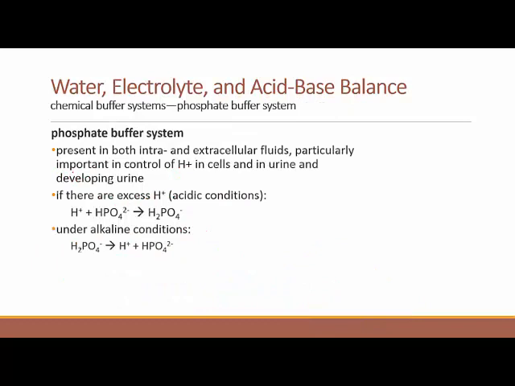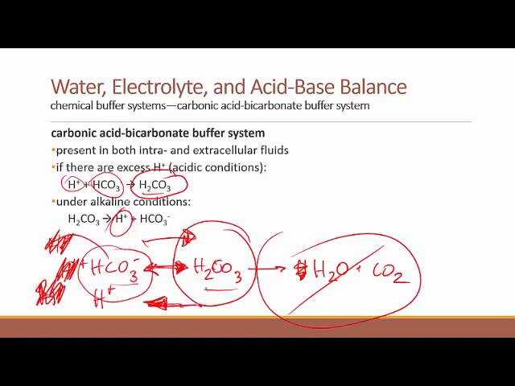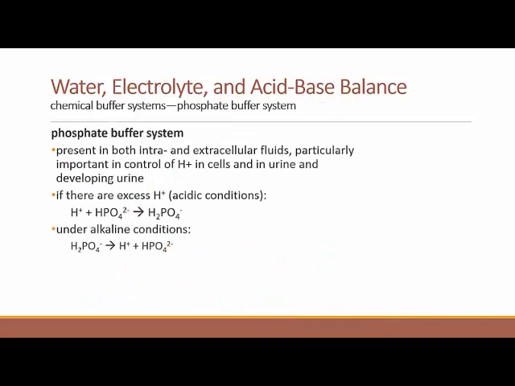There's also a buffer system around the phosphate ion. And, I should have said back here, we find this carbonic acid bicarbonate buffer system both in intracellular fluids, in that intracellular compartment, and in the extracellular compartment of the body as well. The phosphate buffer system is also found intra and extracellularly, and it's really important in the control of hydrogen inside the cells. So it's very important in controlling the H plus in the cells, and it's also important in urine. That's one way that we can get rid of hydrogen ions in urine.